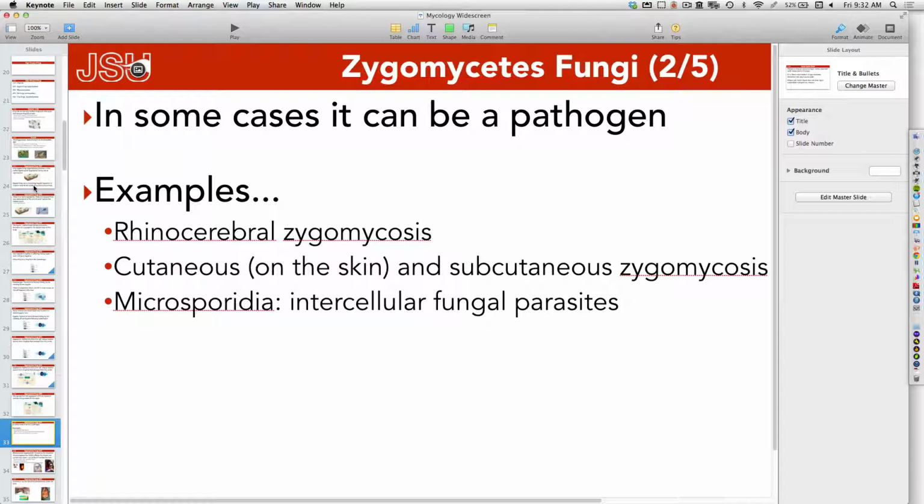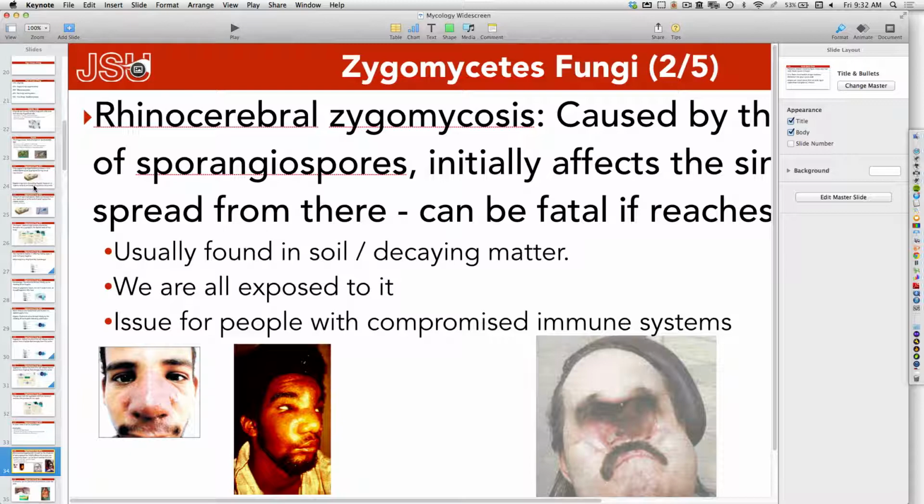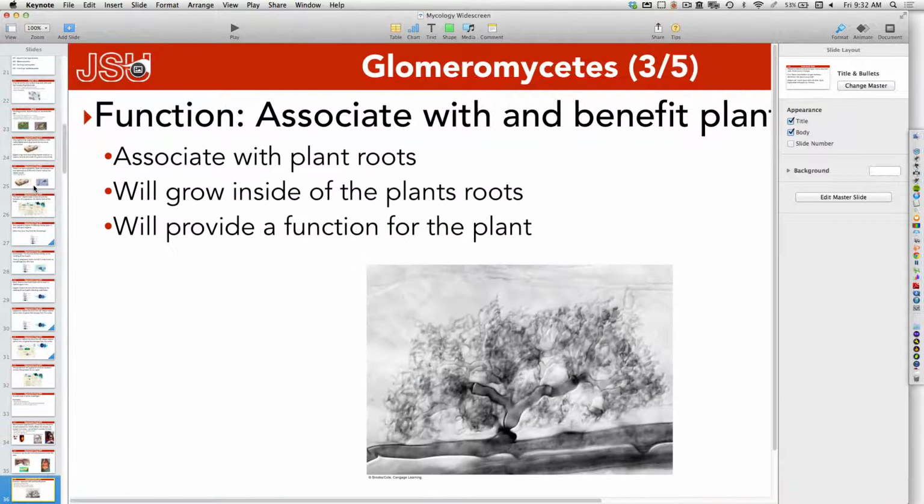We're talking about Zygomycetes, right? We talked about different areas. You can get it in what? In your nose, right? It causes inflammation. A lot of people aren't affected by it. If they're exposed to it, it doesn't go into a full-blown thing where you have to take someone's eyes and nose out, but it can. It can do cutaneous also.